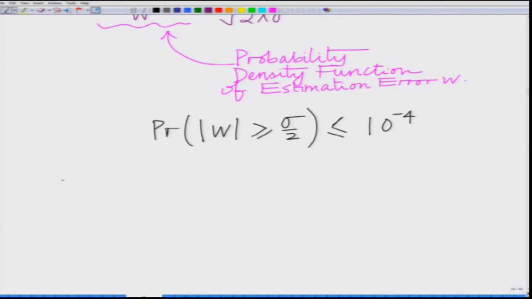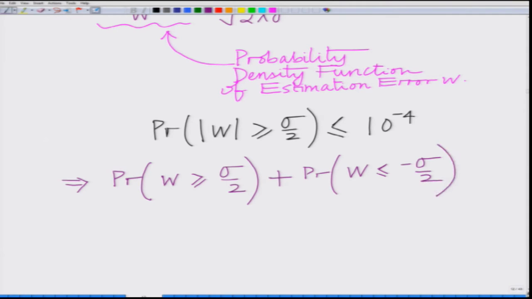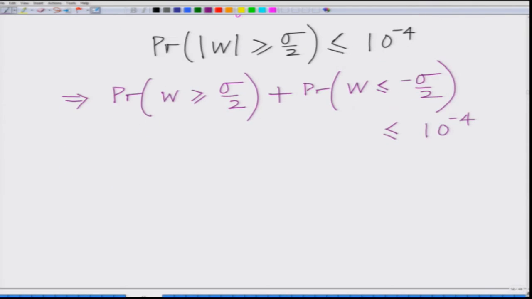Now, the probability that magnitude w is greater than or equal to sigma by 2 implies either w is greater than or equal to sigma by 2 or w is less than or equal to minus sigma by 2. The sum of the probabilities corresponding to both these scenarios must be less than or equal to 10 to the power of minus 4. Since w is a Gaussian random variable, its probability density function is symmetric about 0. Therefore, the probability that w is greater than or equal to sigma by 2 is the same as the probability that w is less than or equal to minus sigma by 2.